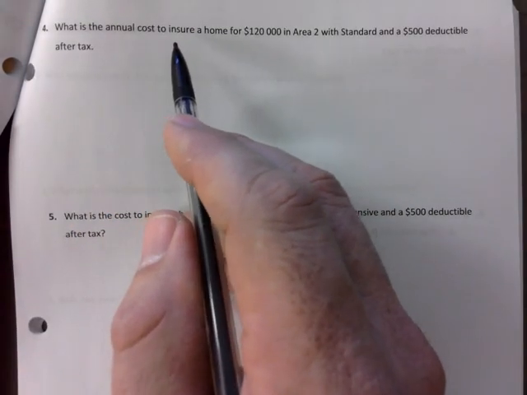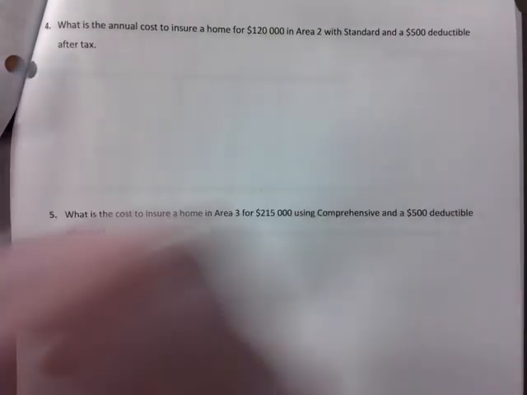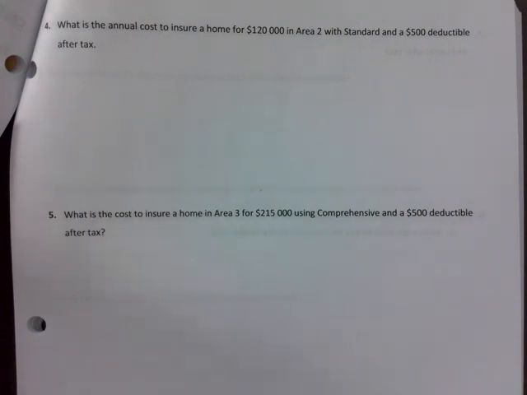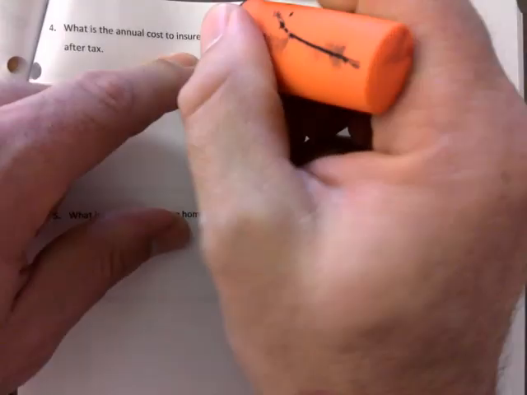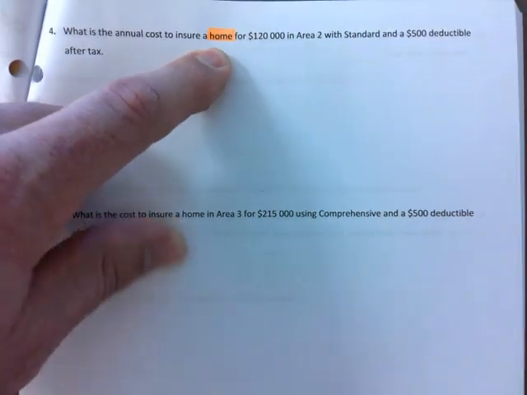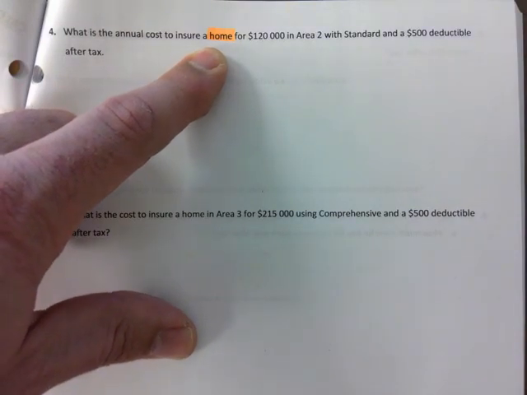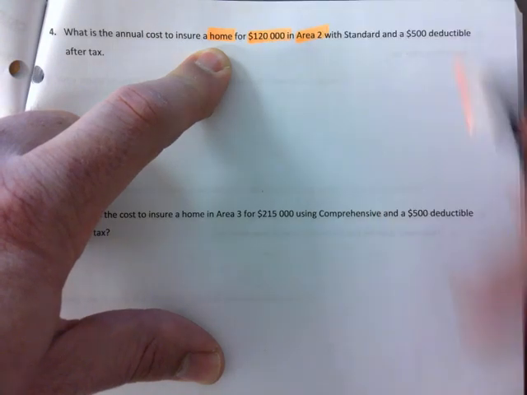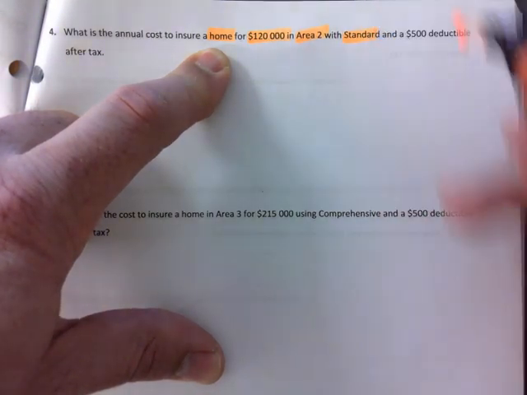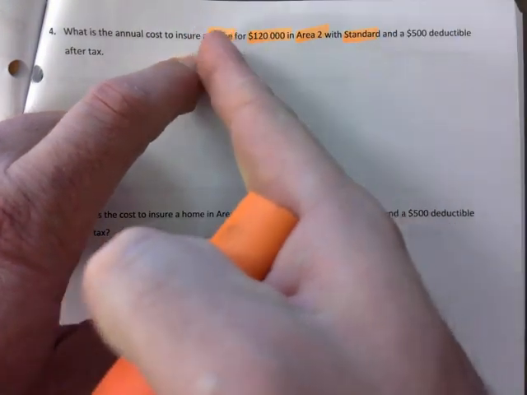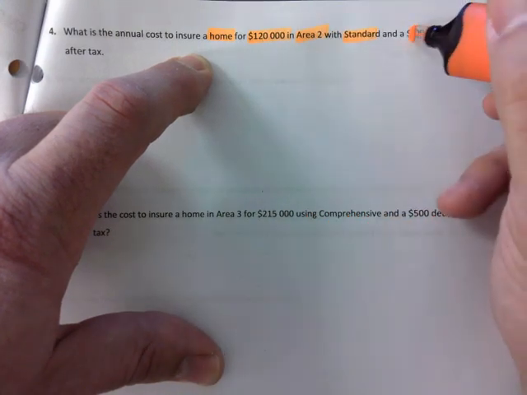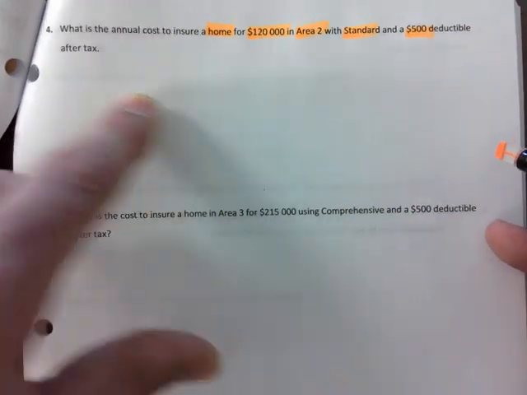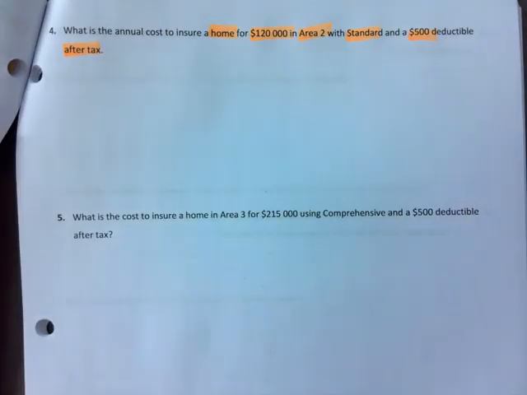What is the annual cost to insure a home? Where's my highlighter? We're insuring a home, right? So that'll be homeowners insurance for 120,000, area 2, standard. So a lot of information will be important, right? And then $500 deductible after tax.